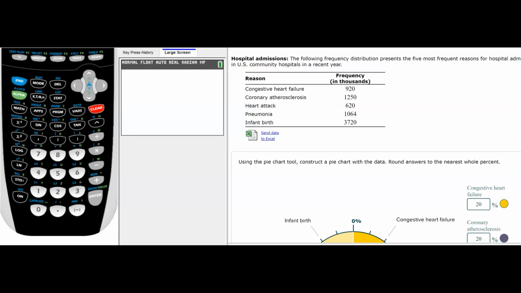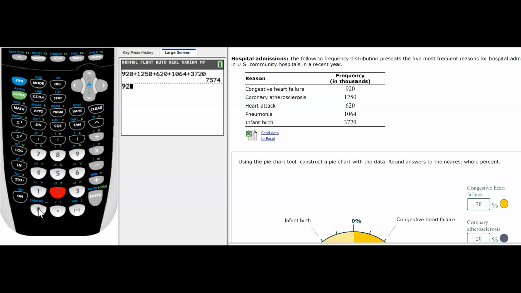Basically, what we need to do is convert all of these frequencies into relative frequencies or percentages so that we can enter those percentages below. And so let's first find the grand total of all of these numbers. That way we will have our denominator for computing all of the relative frequencies. So we have 920 plus 1250 plus 620 plus 1064 and 3720. And we get a grand total of 7,574.